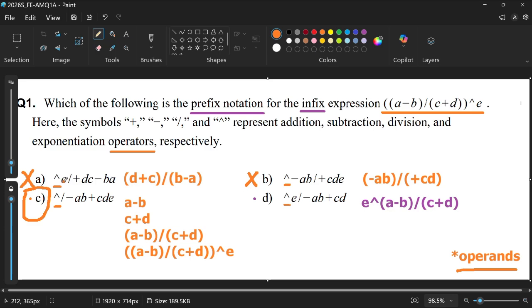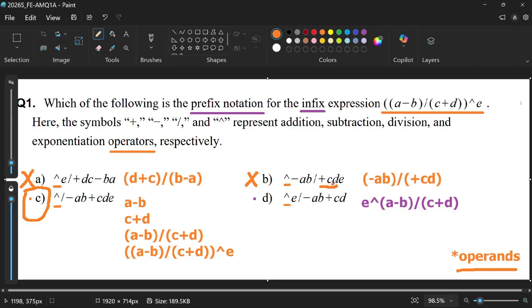As it turns out, B and A were not giving me the correct answer rather quickly, so I marked them as wrong. But if we investigate how I came up with that impression, if we look at B, for instance, the pattern says you have first the raised to symbol, the operator, and then the next one is minus, and then you have the two operands A and B that follow the minus sign. It would be like this, minus AB, and then the next operator we get is divide, and then we get another operator which is plus, and that's when we get the two operands.